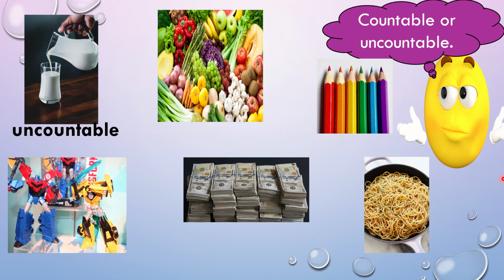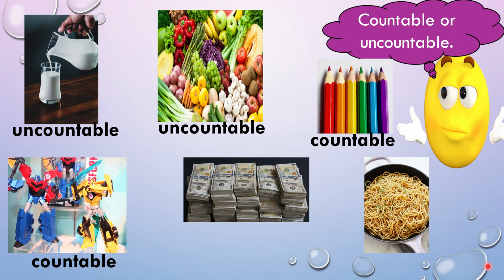Milk is uncountable. Fruits are uncountable. Pencils are countable. Let's count together. 1, 2, 3, 4, 5, 6. 6 pencils. Next we have some toys. Can we count how many there are? 1, 2. 2 toys. They are countable.